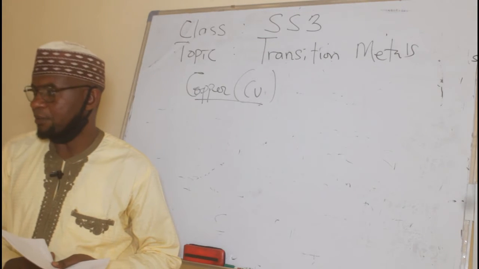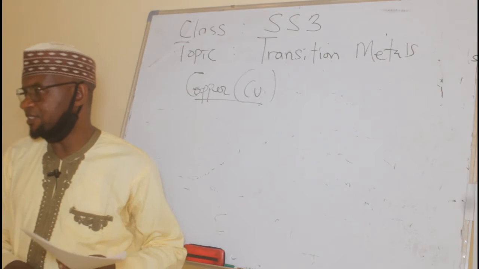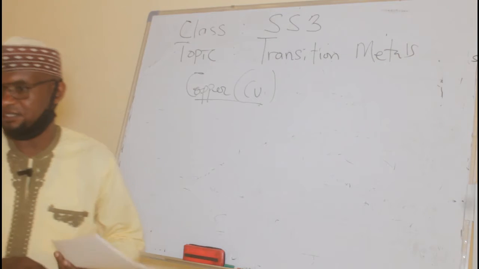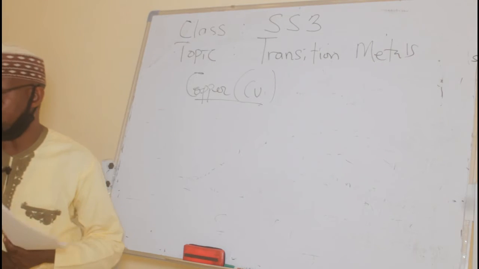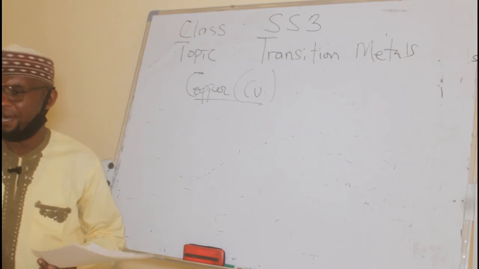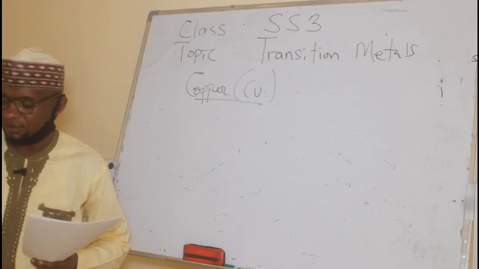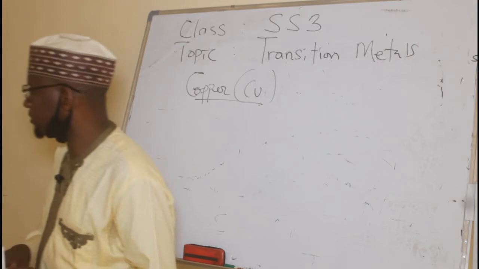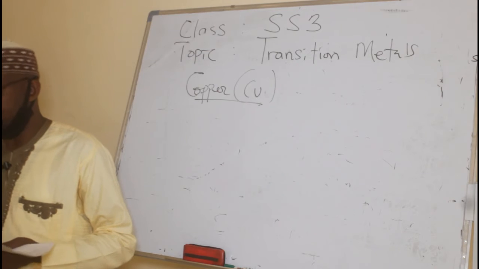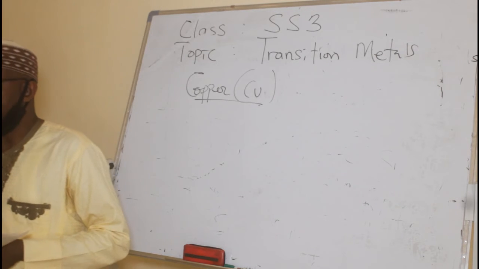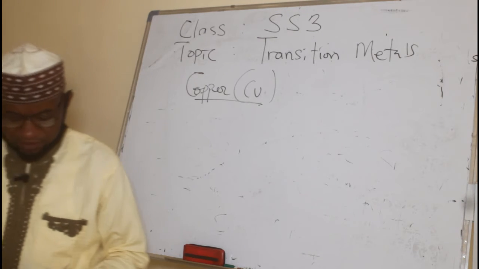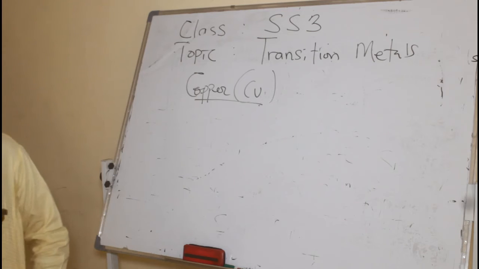So here we are going to talk about copper, though sometimes chemists say copper and zinc should not be classified as transition metals, despite meeting some of the properties. Some chemists believe copper and zinc should not be properly classified as transition metals because they don't have partially filled d orbitals. They have completely filled d orbitals. So we are going to talk about copper. It's not really time to deviate on that. Copper is a transition metal.